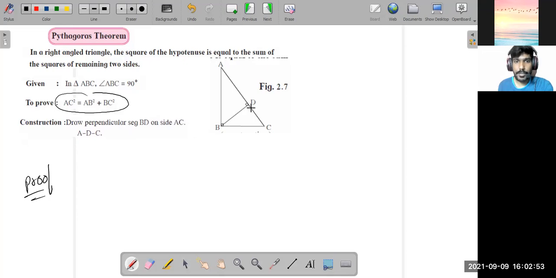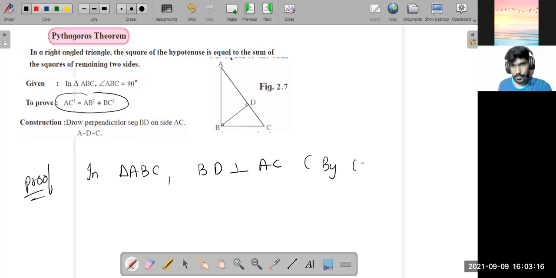Now this perpendicular line is dividing my triangle into 3 triangles. So I'll write here, in triangle ABC, BD is perpendicular to AC. This is by construction. Okay, by construction.